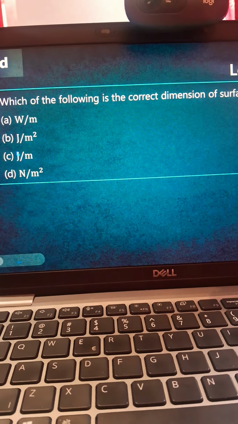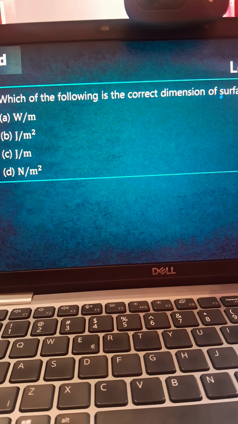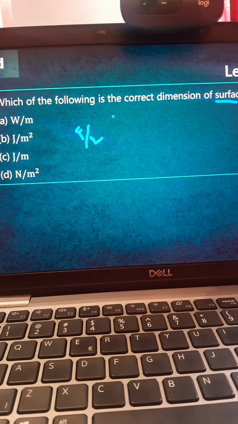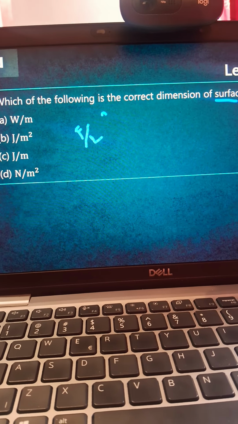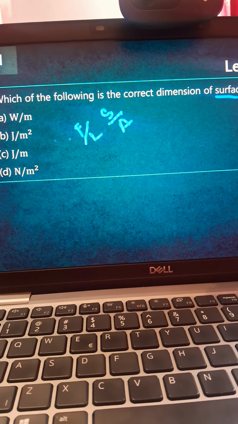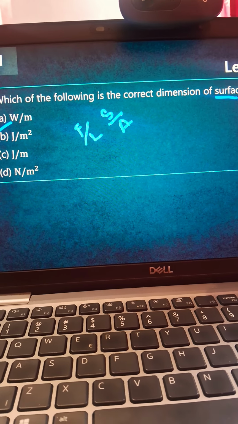Okay. Last question. What is the correct dimension of surface tension? Look, surface tension was force per unit length, or this was surface energy per unit area. So force per unit length is not there. Energy, that is joule per meter square, is there. So B is the answer.